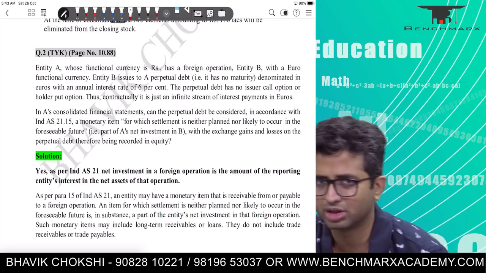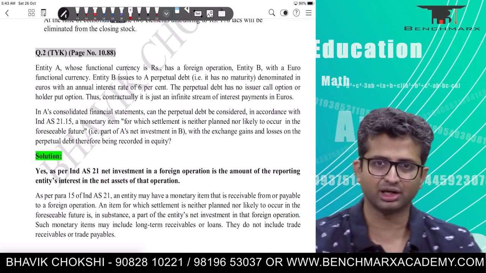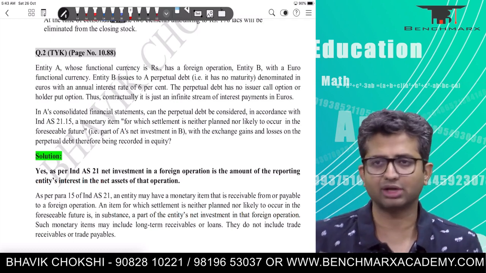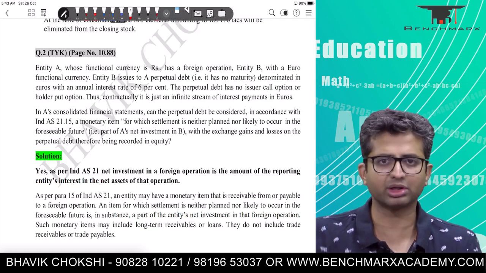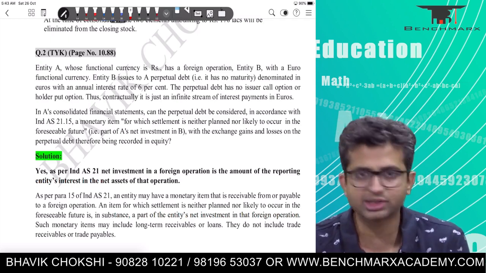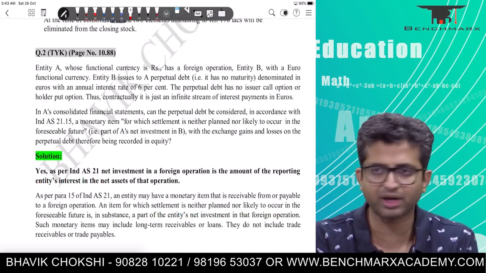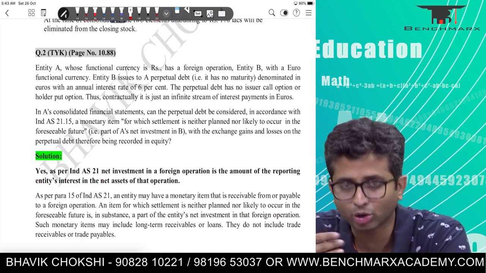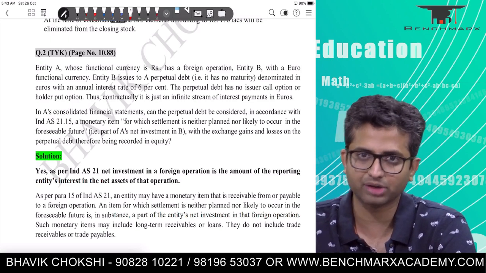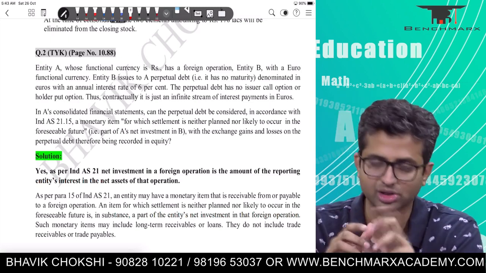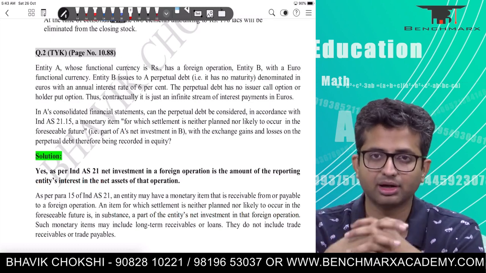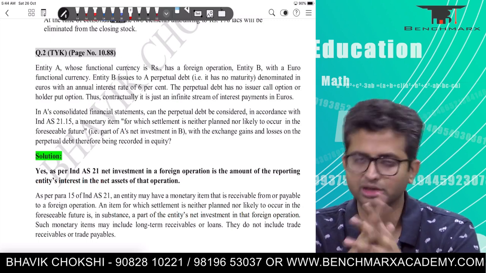However, if you make an investment where you have no intention of settling it back, so if you give an unsecured loan which you don't have any intention of receiving back, you have just given the loan but you have not given a settlement date and you don't even intend to settle it, in substance it is very similar to equity, though it is not called equity, and as a result that will also be treated as a part of net investment in a foreign operation. If it is a net investment in a foreign operation, any gain or loss on exchange translation because of that item has to be ultimately reclassified to the foreign currency translation reserve at the time of consolidation.